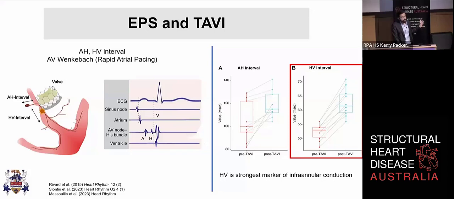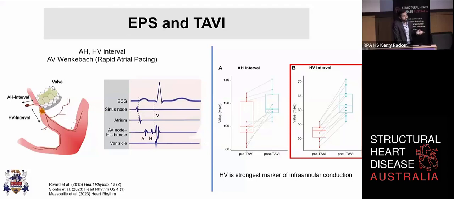And as that table or graph shows on the right, the HV interval is a lot stronger of a marker of conduction abnormalities post-TAVI. Groups have published that the delta HV, so that's the change in HV pre to post-TAVI, as well as the absolute HV interval post-TAVI, both can be quite predictive of pacing requirement.